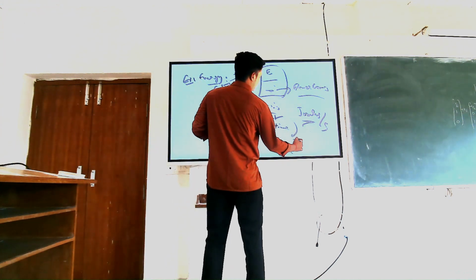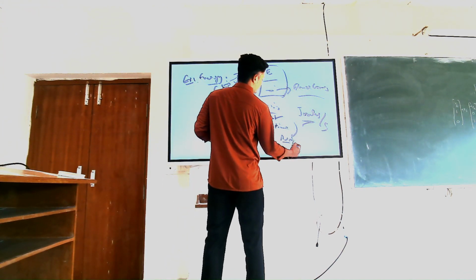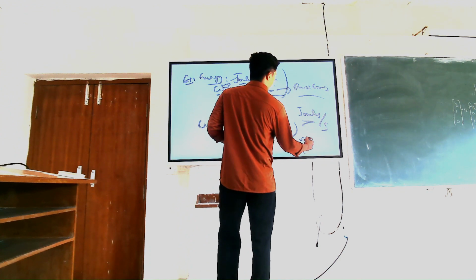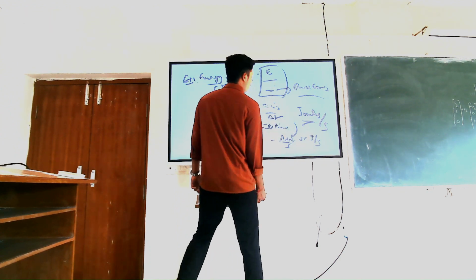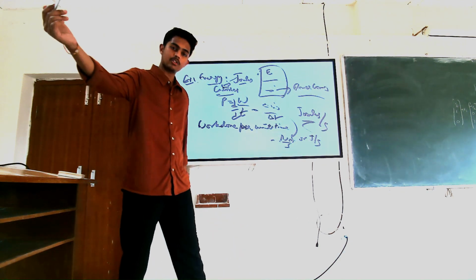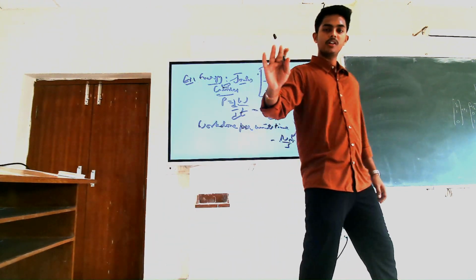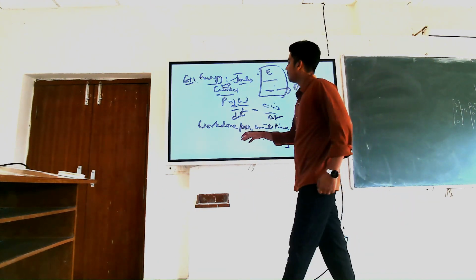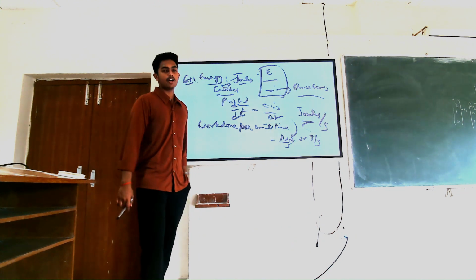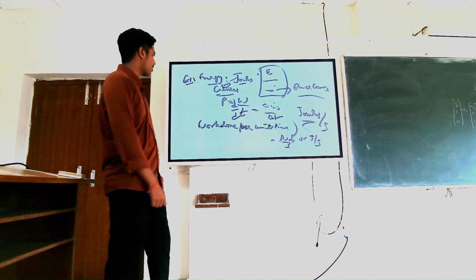Its unit will be, work done is newton meter, divided by second. So newton meter per second or joule per second. Newton meter is also called joule. So work done unit may also be taken as joule, and energy is also joule. Energy is also a form of work done. But power is nothing but the rate of work done, or work done per unit time.